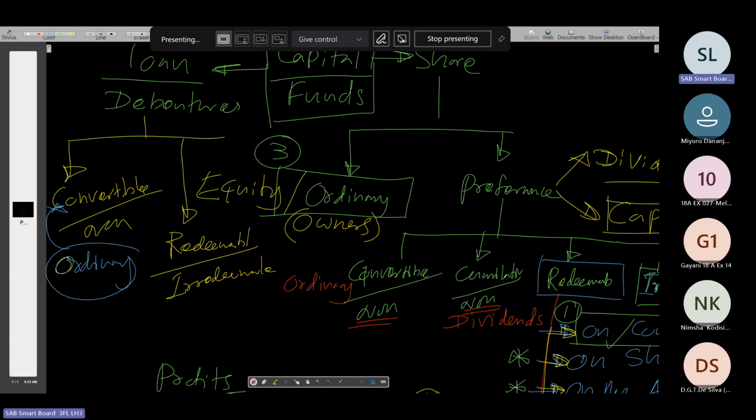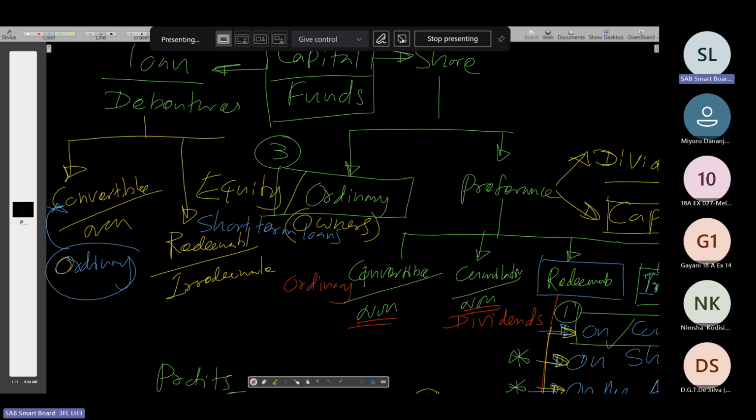Here it's redeemable and irredeemable. Now, redemption means the company can buy back, but that is not the meaning here. Redeemable debentures are debentures which are issued against short-term loans. Irredeemable means long-term loans.